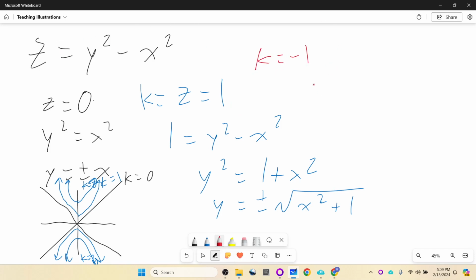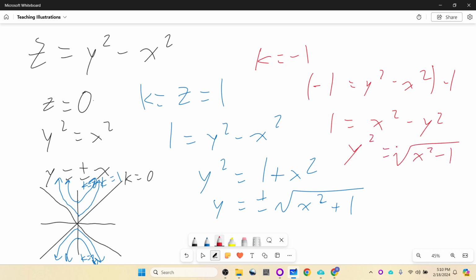Well, then you have -1 equals y squared minus x squared. I would multiply this out by -1 to get 1 equals x squared minus y squared. And it's kind of the exact opposite of what we had here. We had y equals the square root of x squared minus 1, with a plus or minus on that.